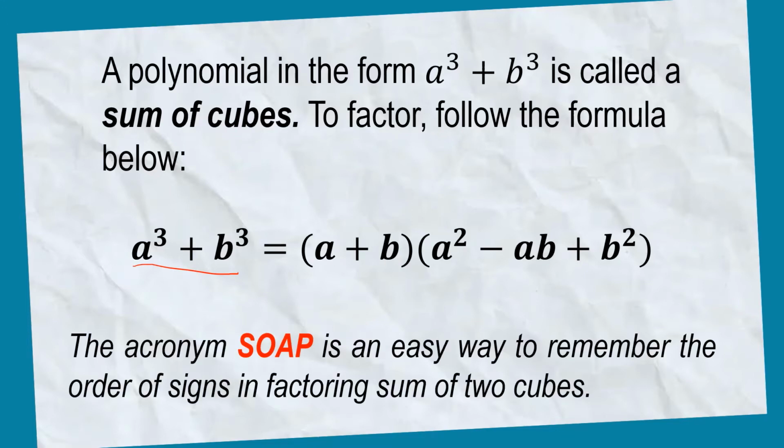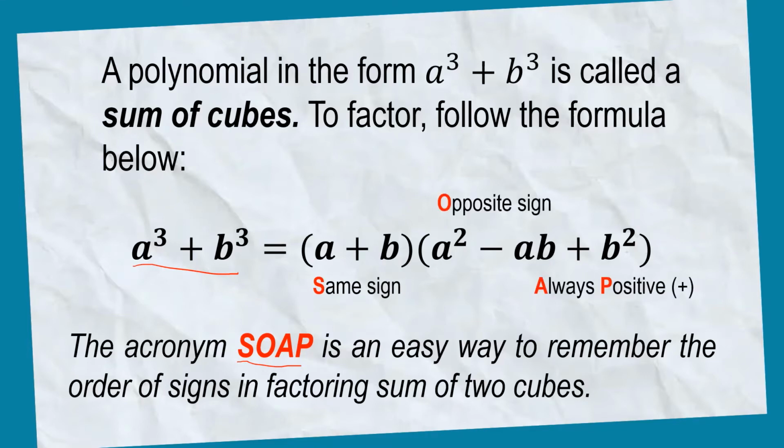The acronym SOAP is an easy way to remember the order of signs or operations in factoring the sum of two cubes. So, S stands for same sign, O, opposite sign, and AP, that's always positive. Same sign dahil ang operation po natin dito ay addition. So, we have plus or positive. Opposite sign, minus or negative. Always positive, this is always positive or plus sign.